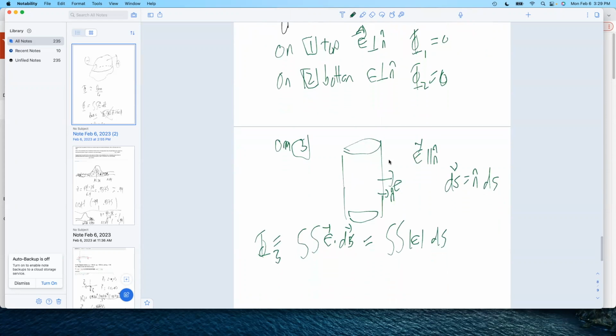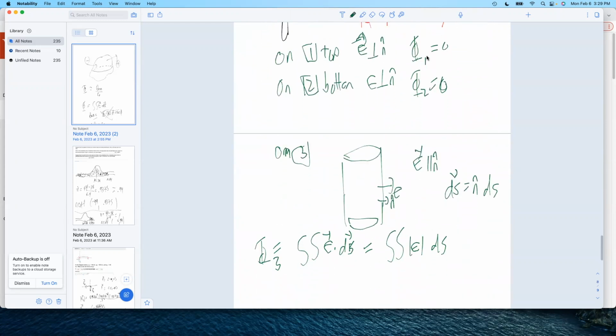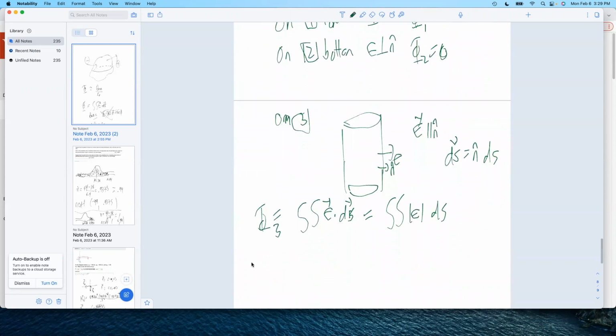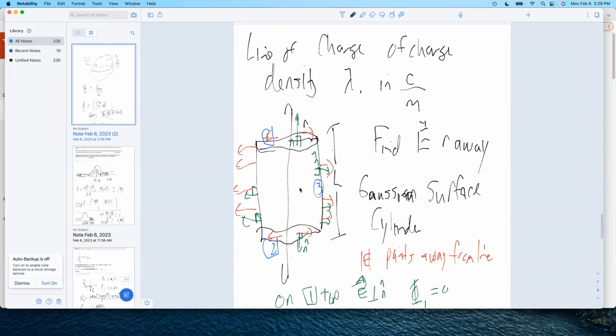Because E is constant on the surface. I haven't said that yet. I need to say that, so let's make a note here: E is constant in magnitude on surface number 3. It has to be. It wouldn't make any sense mathematically for the electric field to be bigger up here than it is down here, because this is an infinite line. This goes on forever. What's special about here versus here?